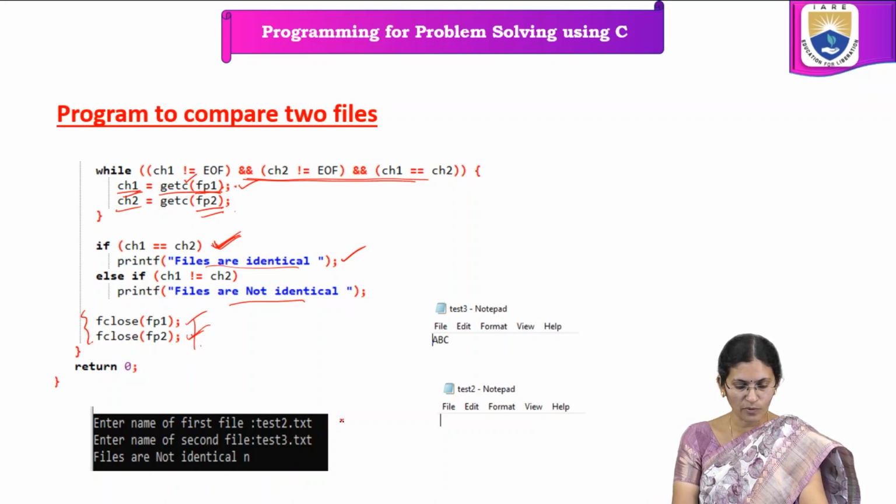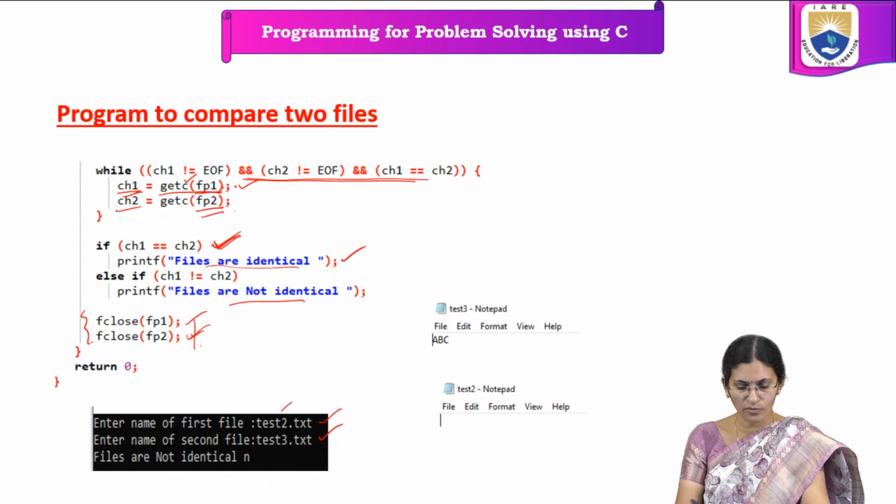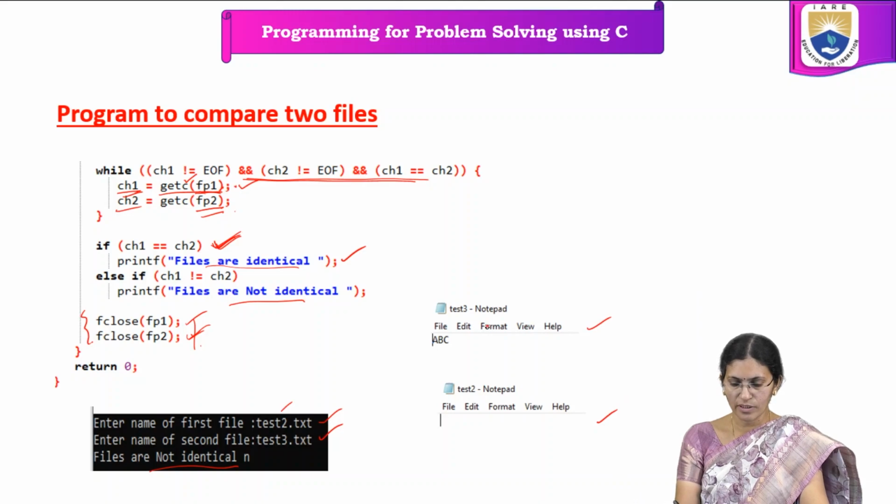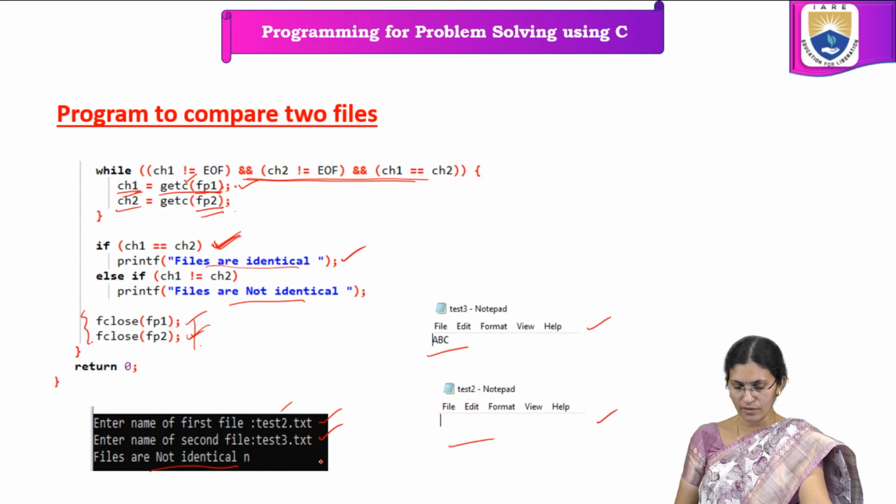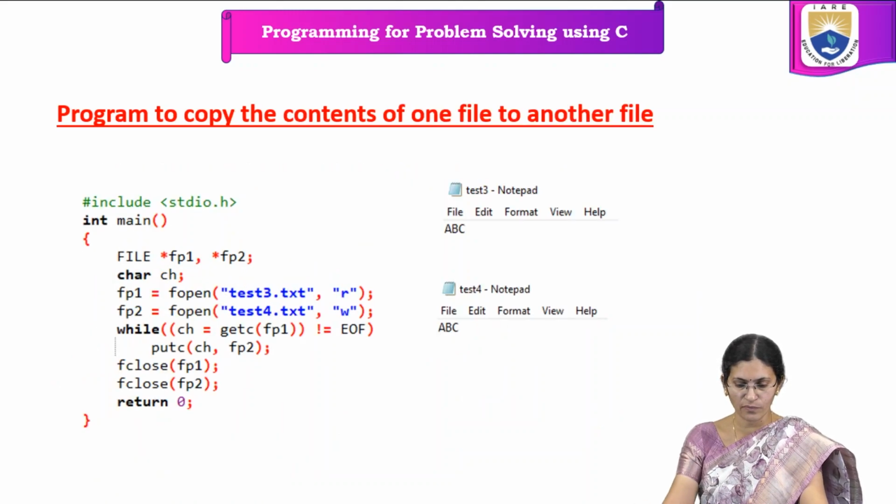If you execute this program, it will prompt the user to enter the name of the first file. So test2.txt is the name of the first file, and in the next line it will prompt the user to enter the name of the second file. So test3.txt is the next file. It will say that the files are not identical because test3.txt contains ABC, whereas test2 does not contain anything. So from this we can say that the files are not identical. Thus the program is executed successfully.